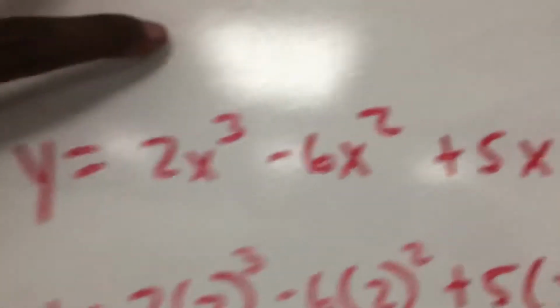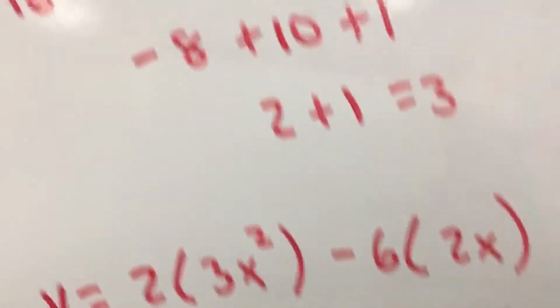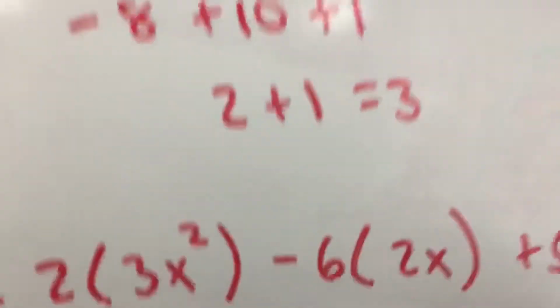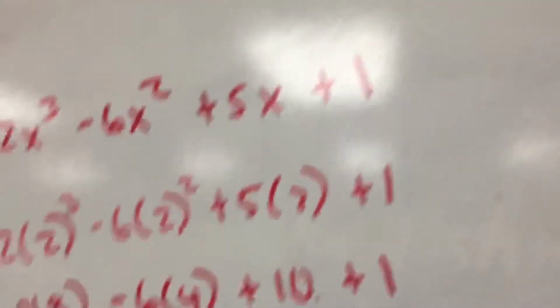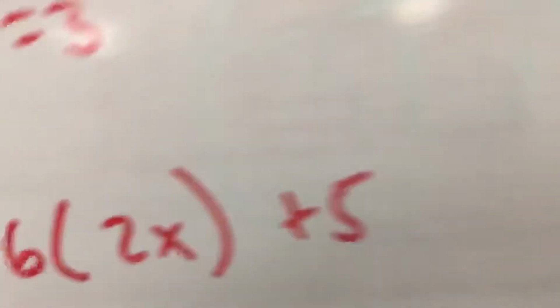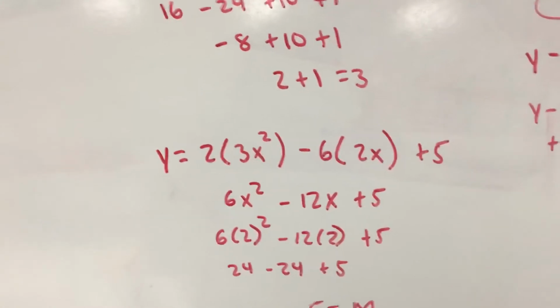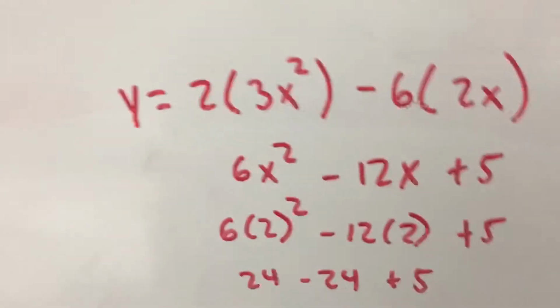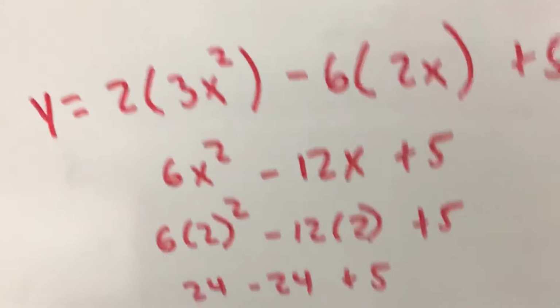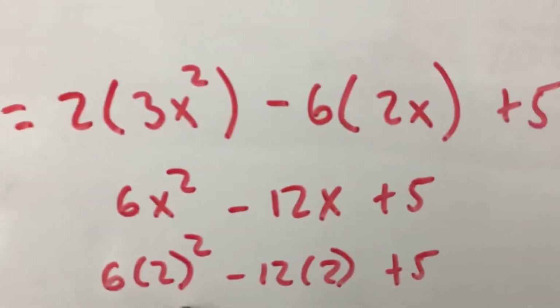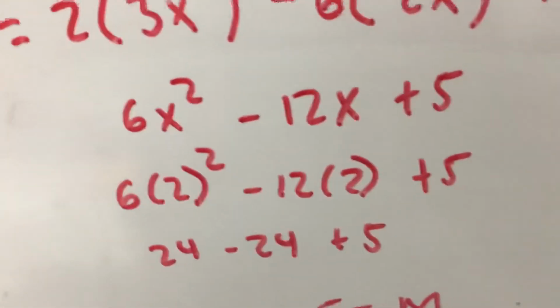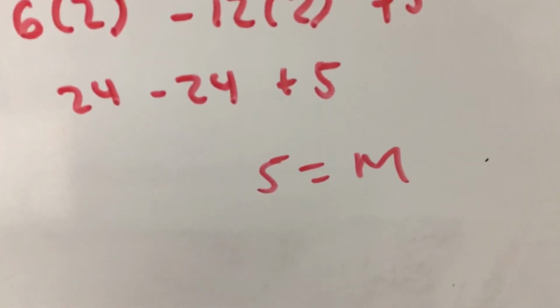Then we take the derivative of x cubed, you get 3x squared. The same for x squared, you get 2x. And then once again, 5x, and you get just regular old 5. Then once you do that, you distribute. You get 6x squared minus 12x plus 5. And then you plug in the 2 that you had originally. You get 24 minus 24 plus 5. And then you're just left with 5 for m.